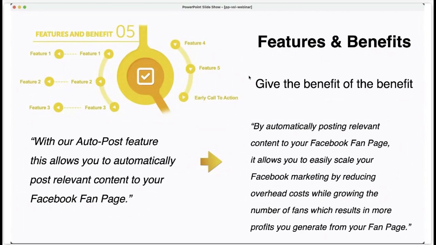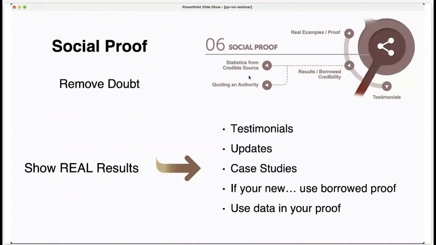But you want to take it one step further. Okay. What's the benefits of that benefit that I just gave you? By automatically posting relevant content to your Facebook fan page, it allows you to easily scale your Facebook marketing by reducing overhead costs while growing the number of fans, which result in more profits you generate from your fan page. Okay. So hopefully you guys can see that. You can see the feature, you can see the benefit, and then you can see the benefit of the benefit. All right. So hopefully that makes sense. So that's step 5.